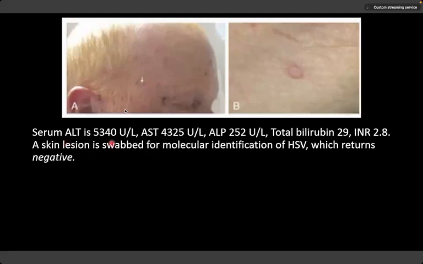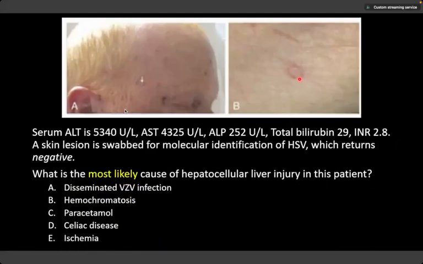Okay, look at this, guys. Serum ALT is a whopping 5,340. Serum AST is 4,325. So you're not messing around. This is crazy high. Alk phos is 252. Total bilirubin 29. INR is high at 2.8. Now, a skin lesion is swabbed for molecular identification of HSV, which is negative. Because this thing is negative, it's not herpes simplex.